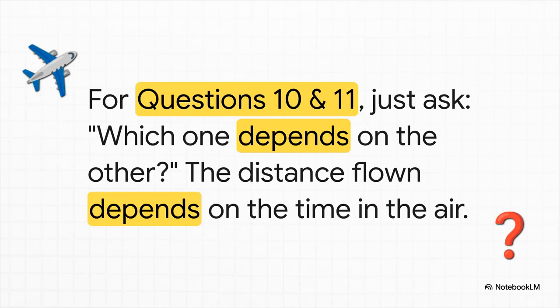So, when you see questions 10 and 11, just ask yourself this one simple question. Which one depends on the other one? The distance a plane flies, that totally depends on how much time it's been in the air, right? So time is independent and the distance is dependent.